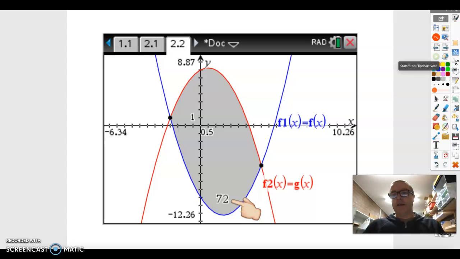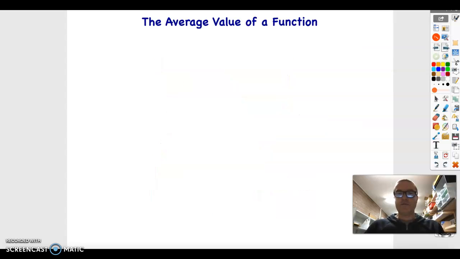So that's calculating areas bound by two functions using definite integrals. The second part of this lesson, we're going to answer the question, how do we find the average value of a function?